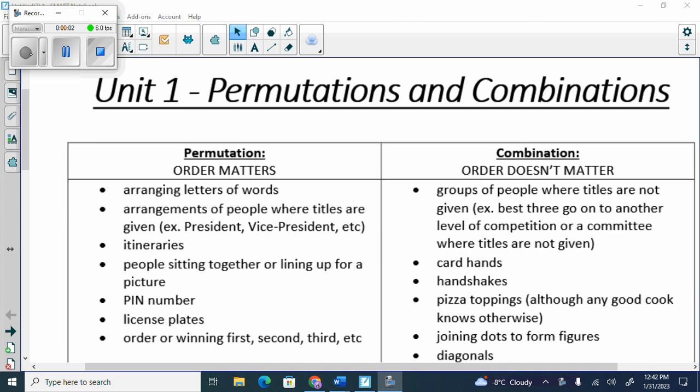Okay. So perms and coms: in a permutation, order matters; in a combination, order doesn't matter. And right now that's going to make absolutely no sense to you. I put this at the very front of the booklet so we can come back to it and look back at it when we start talking about perms and coms.